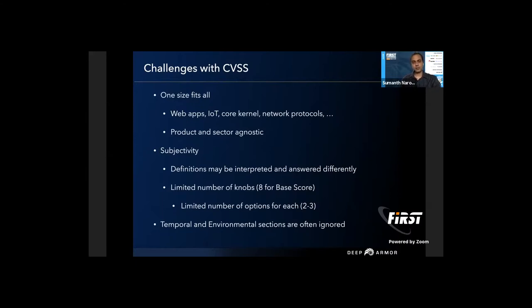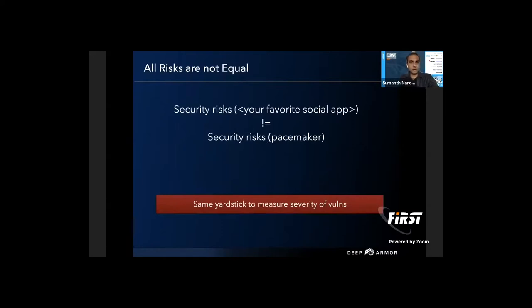And this can lead to a lot of confusion and ambiguity in terms of, is it really representing the impact of the vulnerability correctly? Is it representing the risk associated with the vulnerability correctly? All risks are not equal. So this kind of subjectivity and one size fits all can be really problematic. You score a vulnerability for your Facebook app or for Instagram or a social media application, but then you're using the same yardstick, let's say, for a pacemaker. So there are concerns about whether this kind of rating of a vulnerability is getting the right kind of attention in the medical community.